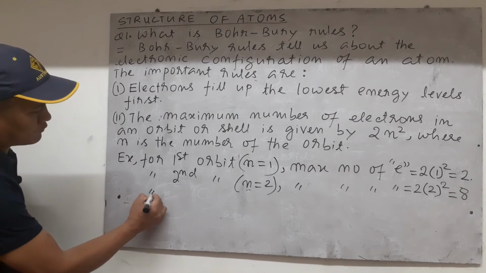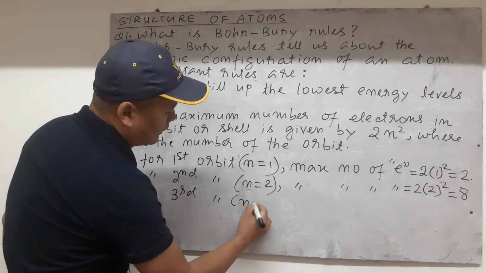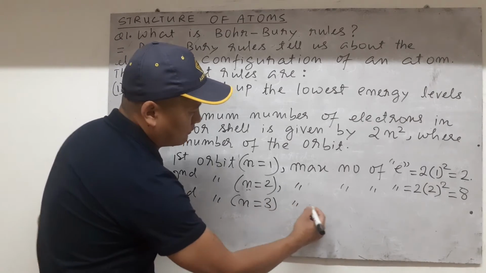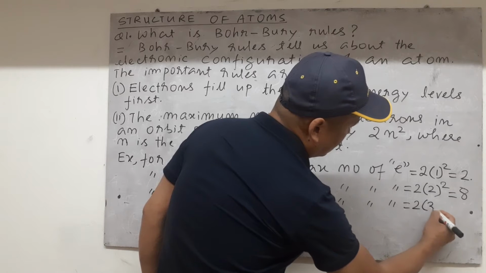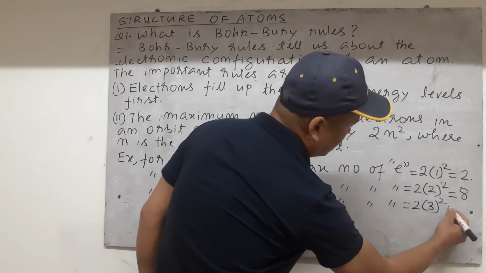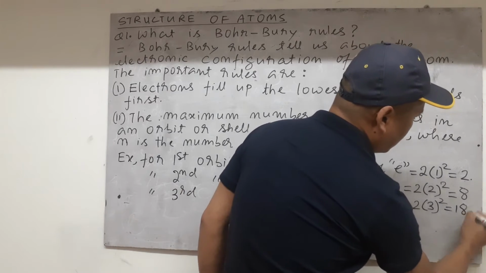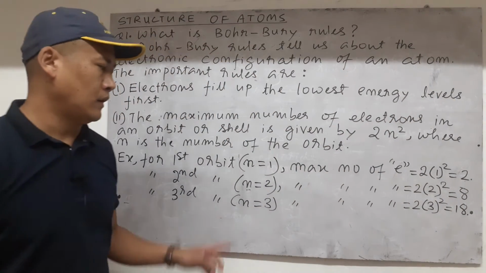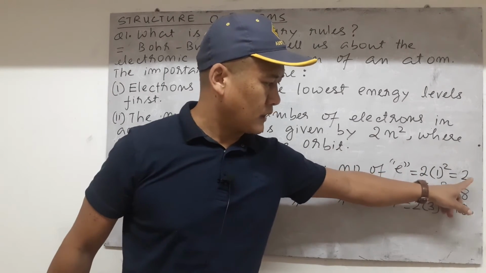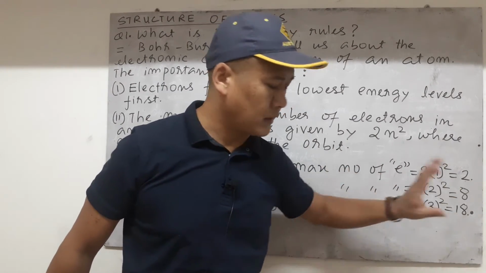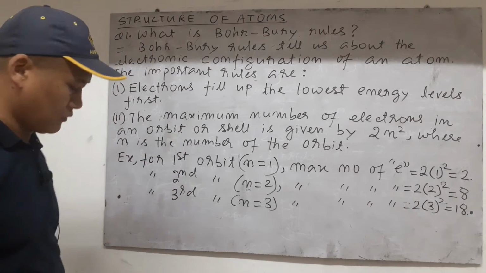One more, we can go for the third orbit or shell. Third means n will be 3. The maximum number of electrons will be 2n square, so 3 square is 9, 9 twos are 18. So according to the second rule, the first shell can have a maximum of 2 electrons, the second can have 8, and the third can have a maximum of 18 electrons. That is what is meant by the second rule.